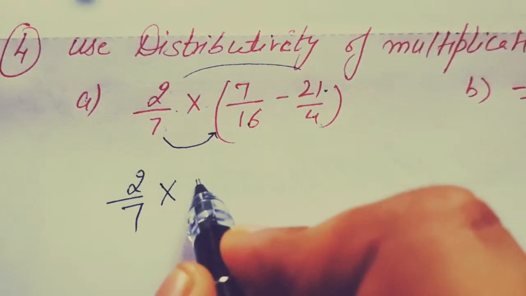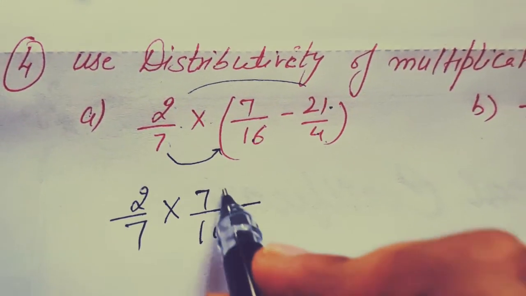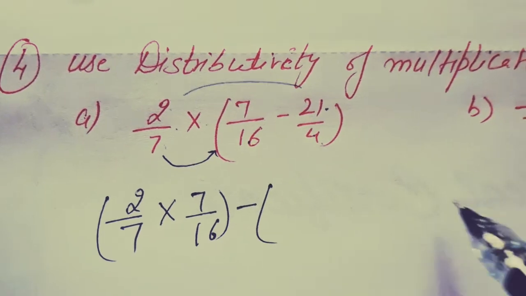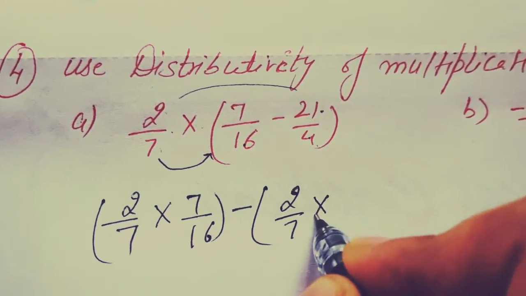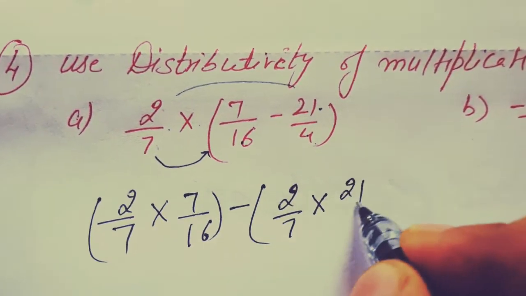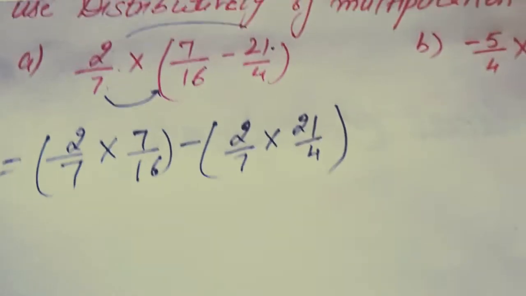So it will become 2 by 7 into 7 by 16. In between a negative sign is there, we can keep it in the bracket to just differentiate it. So next will be 2 by 7 into 21 by 4. So this is the law of distributivity.